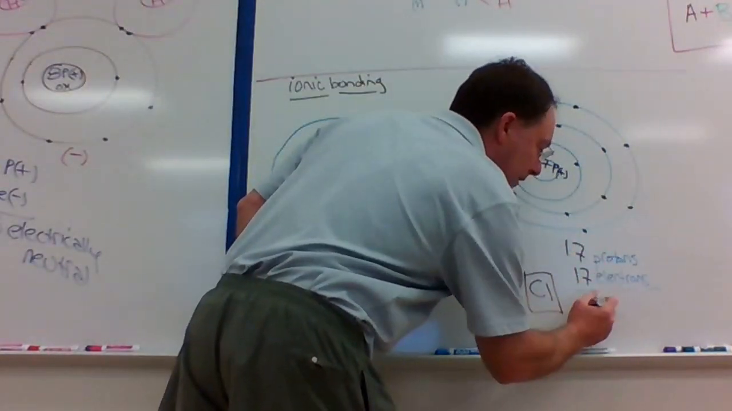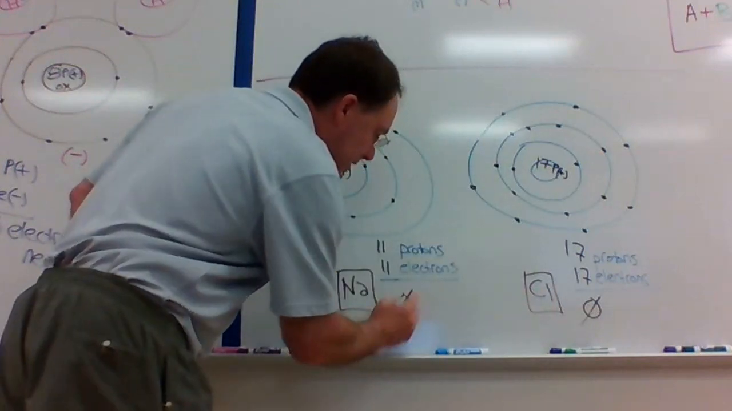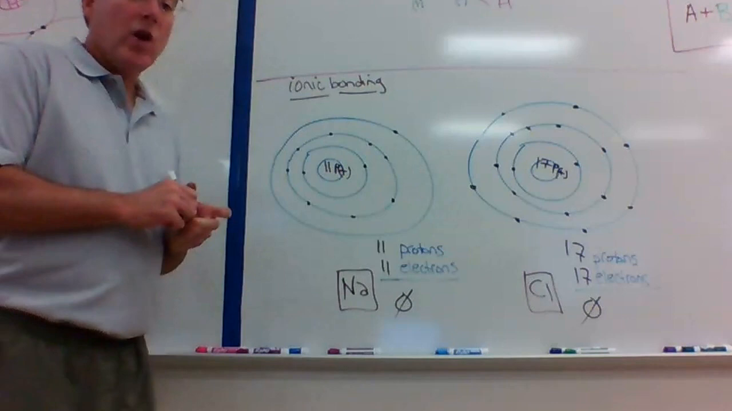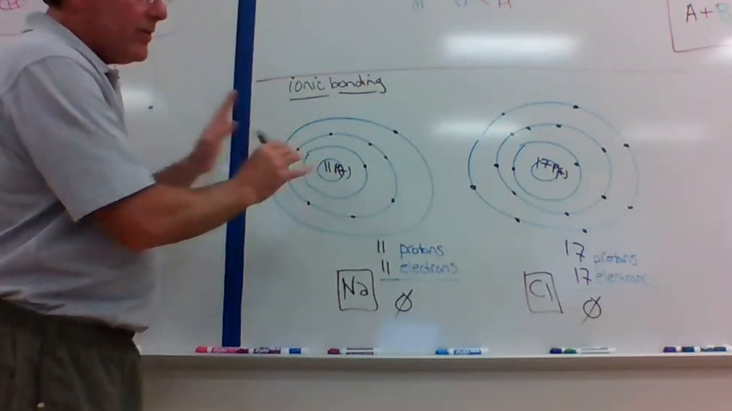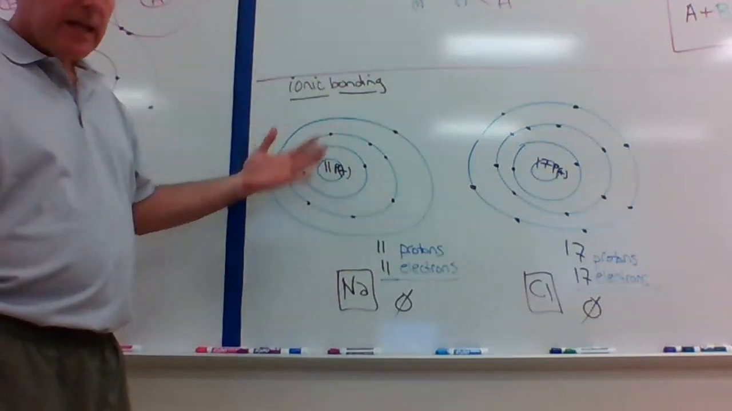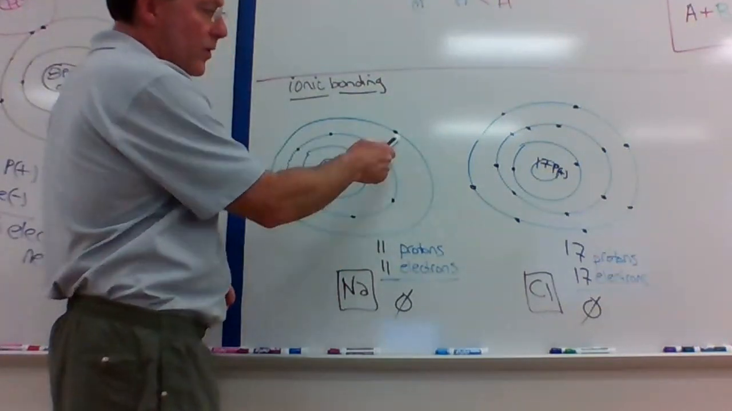So if you look at this, if you do the math, both of these things are electrically neutral, as they are. But they're highly reactive because they're not happy. Neither of them have a full outermost valence electron shell. So what's the easiest thing to do? Either gain 7 or lose 1.